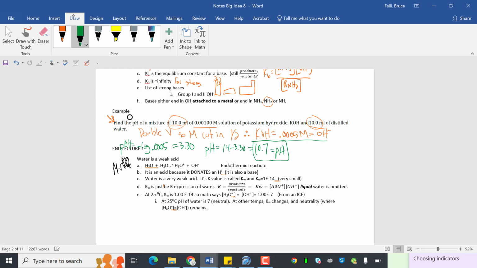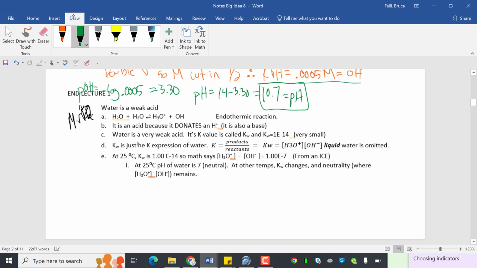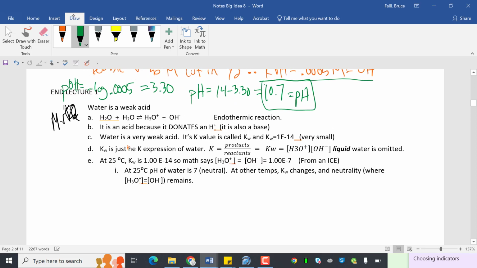So water is a weak acid. What this means is water plus water makes H3O positive plus OH negative. Do you see how one of these waters, let's say this one, gave up an H positive and turned into hydroxide? That is an endothermic reaction. It is an acid because it donates an H positive.